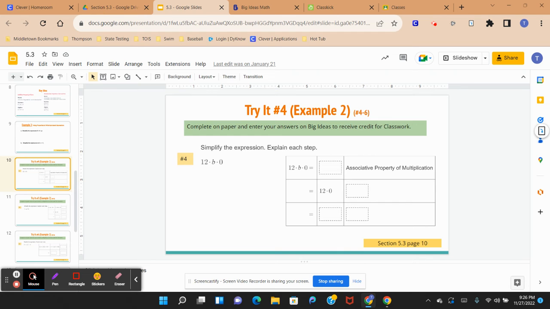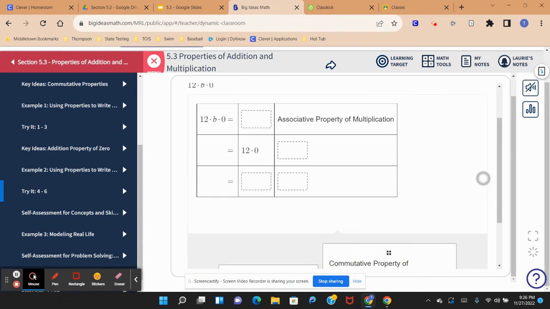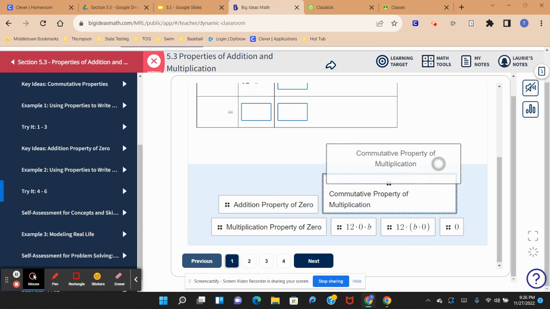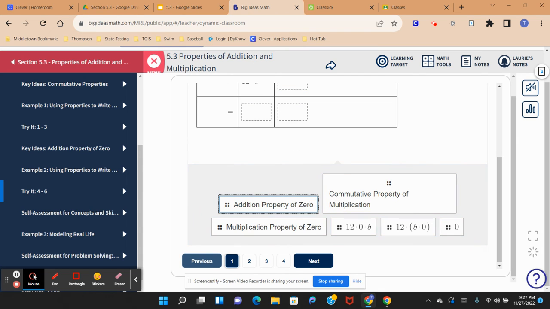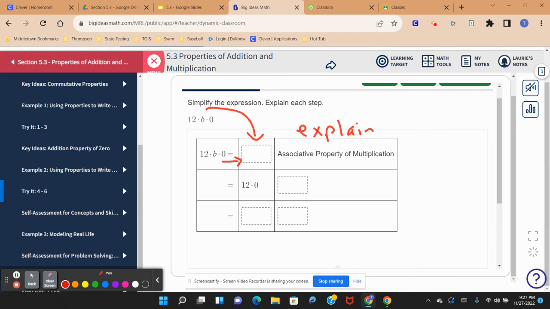So we're going to try it number 4, and I'm going to do it with you on the computer so that you can see it. This is how you're going to see it on the computer for try it number 4. If you look down, there's your drop down menu. These are the ones that you're going to possibly drag up. It says to simplify. So we're going to go from here to here first, and then this is our explaining, and this is our simplifying, this column.